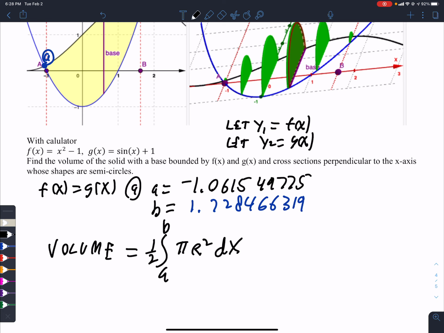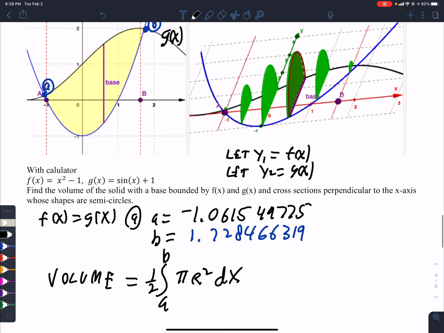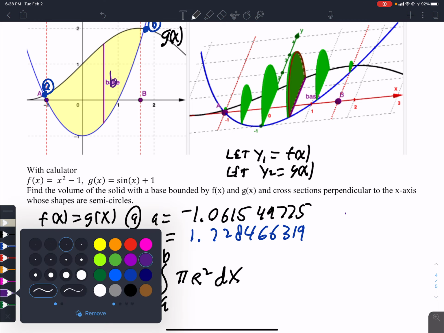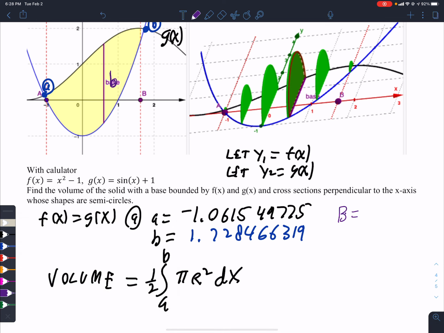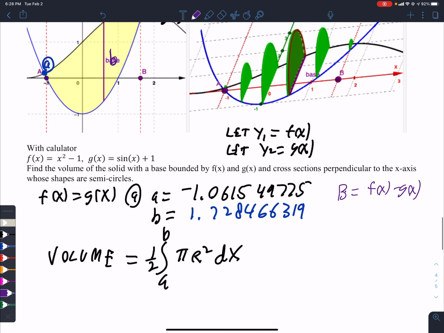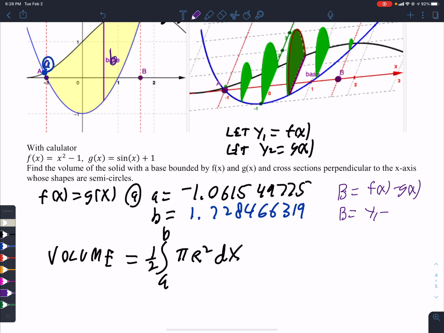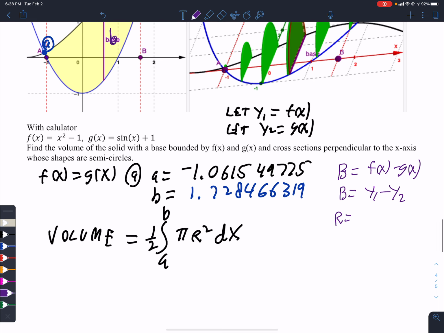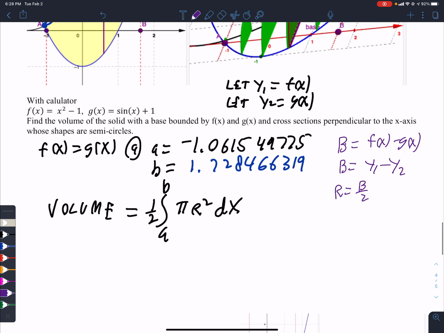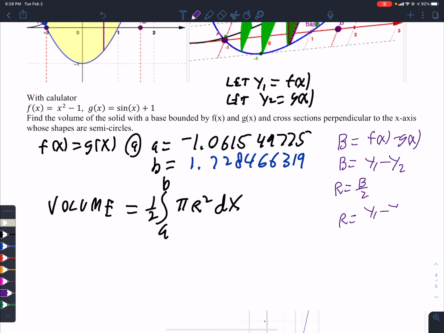Now, this is where it gets pretty cool. Watch this. The base, which I guess I will call B, I'm going to say B equals f of x minus g of x. See that? Which I could write y1 minus y2 because they're the same thing. Now my radius is half of the base. So I can say the radius is y1 minus y2 over 2. So I take the base, divide by 2, and check this out. Watch this. This is kind of cool.